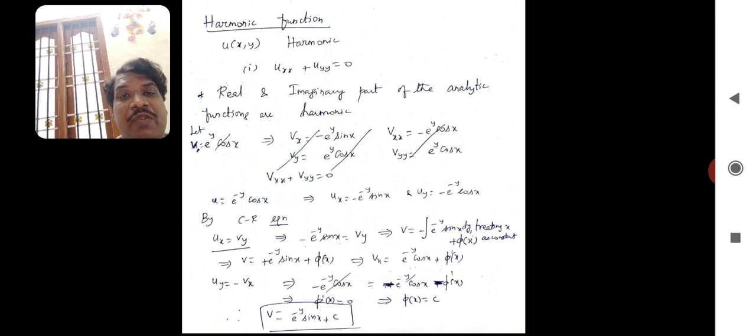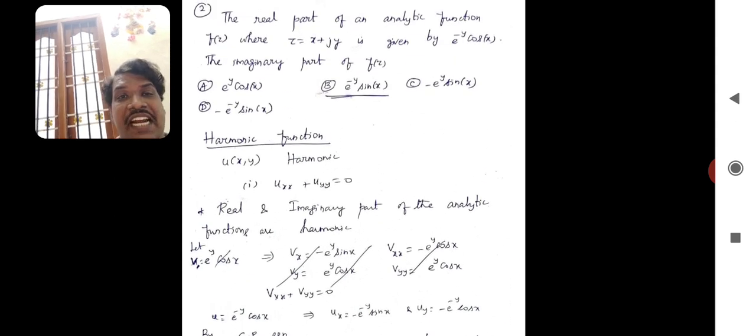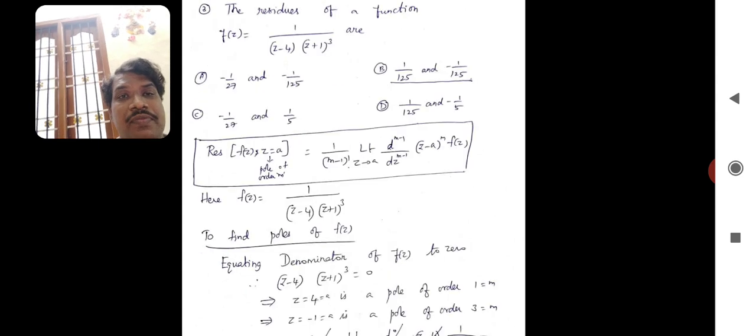Whenever the derivative of a function is 0, I can say the function is a constant function. Therefore, phi of x is a constant. Let me take phi of x equals c. If I substitute phi of x in the function v, I get v equals e power minus y sin x plus c. So the suitable imaginary part is v equals e power minus y into sin x plus c. So option B is correct. Now moving to the third problem.